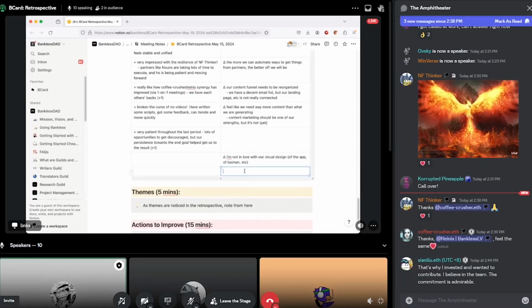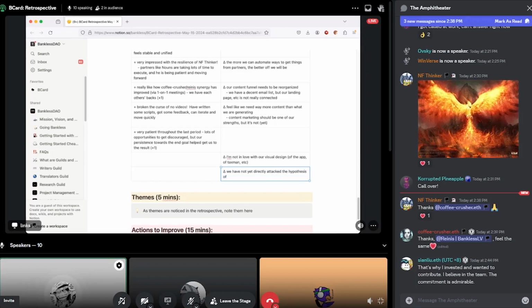I think another delta I have is that we have not yet directly attacked the hypothesis of community go-to-market. I think that through Nouns, it would have been nice if we could have gotten more beta testers, and a better groove of getting feedback. Now I think that it's also just one relationship, and at the point when we were deciding to go with Nouns and Bankless, we put ourselves in a situation where we had this one relationship and they're also kind of busy.